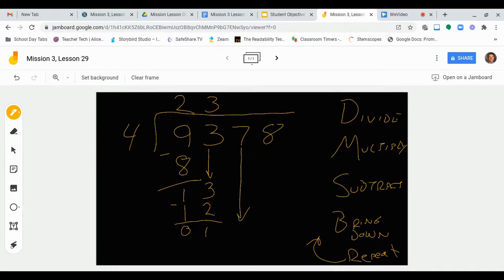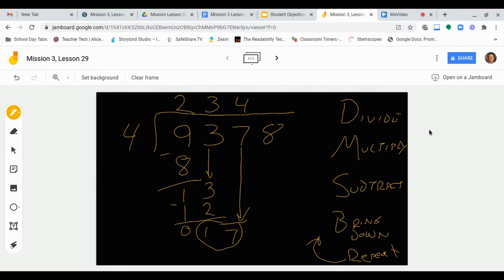Notice I'm drawing the arrow, right? I brought down the 7 and I combined it with whatever I had left over after I subtracted. So my new family here is 17. Now I repeat. I brought down, and now I'm going to repeat and start over. So my first step here is to divide again. How many times does 4 go into 17 without going over? It goes in there 4 times. Because 5 times would be 20. 4 times is 16. That's as close as we can get.